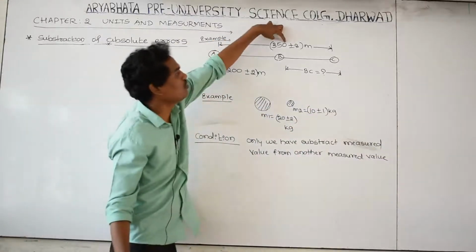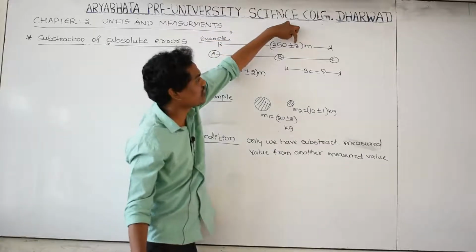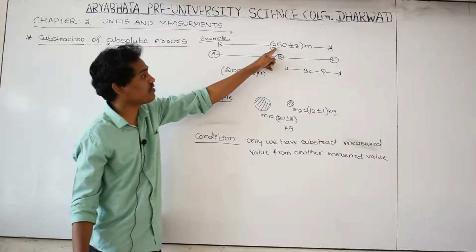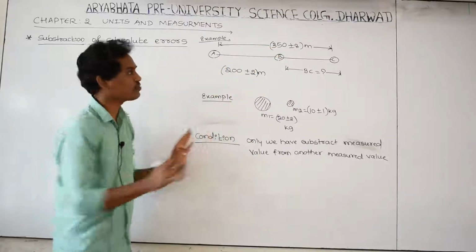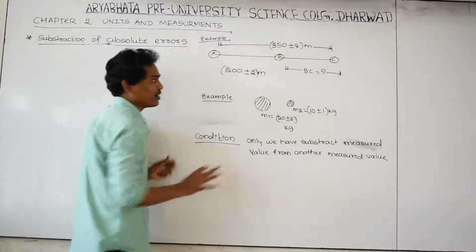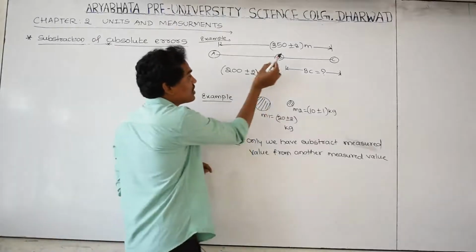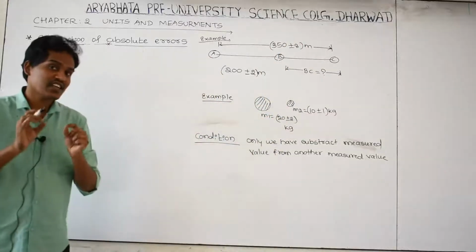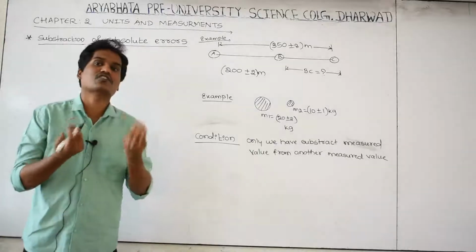It means that this is a measured value, this is a measured value, and this is absolute error, and this is absolute error. You can subtract this measured value from this measured value. Yes, it is possible. But it is not possible to subtract this error from this error. Always errors are added and they never cancel and they never subtract.